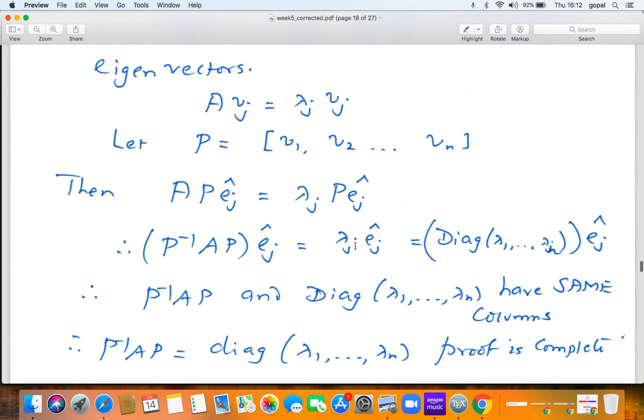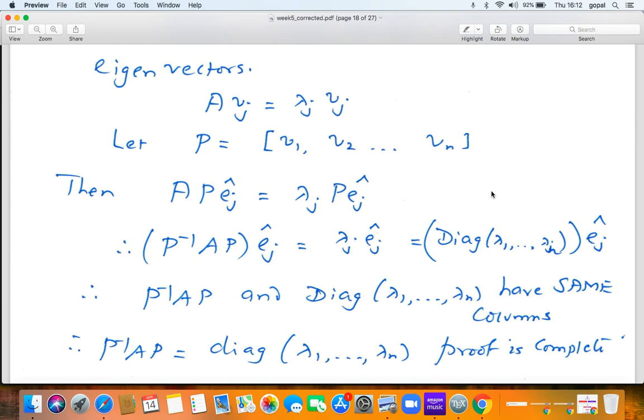But what is lambda j Ej cap? Lambda j Ej cap is the jth column of the diagonal matrix, the matrix whose diagonal entries are lambda 1, lambda 2, up to lambda n, and 0 everywhere else. It is abbreviated as diag(lambda 1, lambda 2, ..., lambda n), since it's clumsy to display the whole thing. Its diagonal entries are lambda 1, lambda 2, ..., lambda n, and off-diagonal entries are 0.